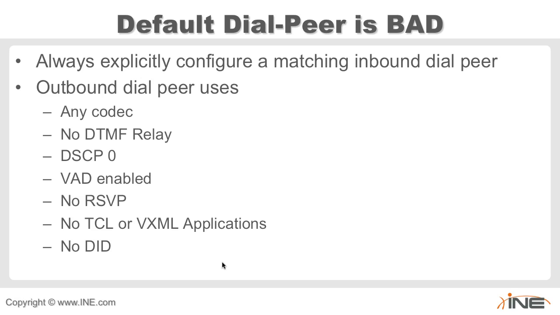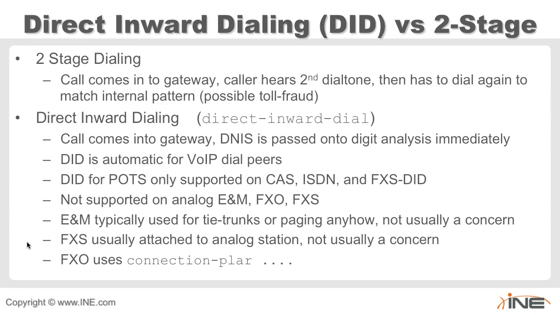So this says outbound dial peer. I meant to write down default dial peer, but, the magic of post-production editing. Default dial peer uses any codec, so any codec is supported and could very well potentially be a problem. No DTMF relay, so guess what? That DTMF is probably not going to get through at all. DSCP 0, so no quality of service.